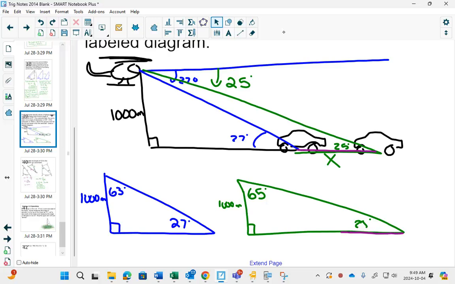Yes. Solve the green triangle's bottom length and the blue triangle's bottom length, and then subtract the blue one from the green one. So if I solve that length A, that bottom length, and this bottom length B, then I could take the big length and subtract the other length, and I'd be left with X. Does that make sense? We can even make a note of it here, that X would equal B minus A.